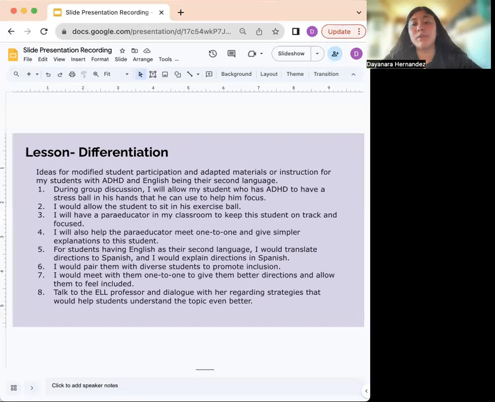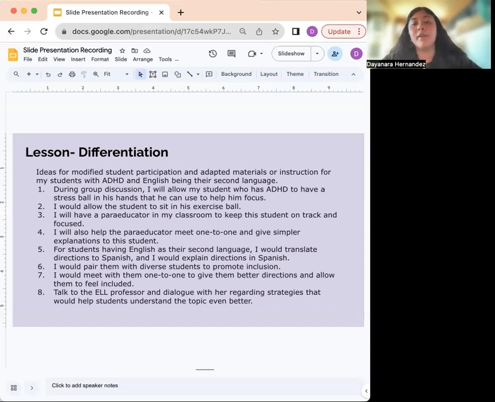I'll also allow the student to sit on his exercise ball. I will have a para-educator in my classroom to help the students stay on track and focus and assist with any further help he might need. I will also encourage the para-educator to meet one-to-one and give simpler explanation to this student. For students having English as their second language, I will translate directions to Spanish and I will explain examples in Spanish to them as well.